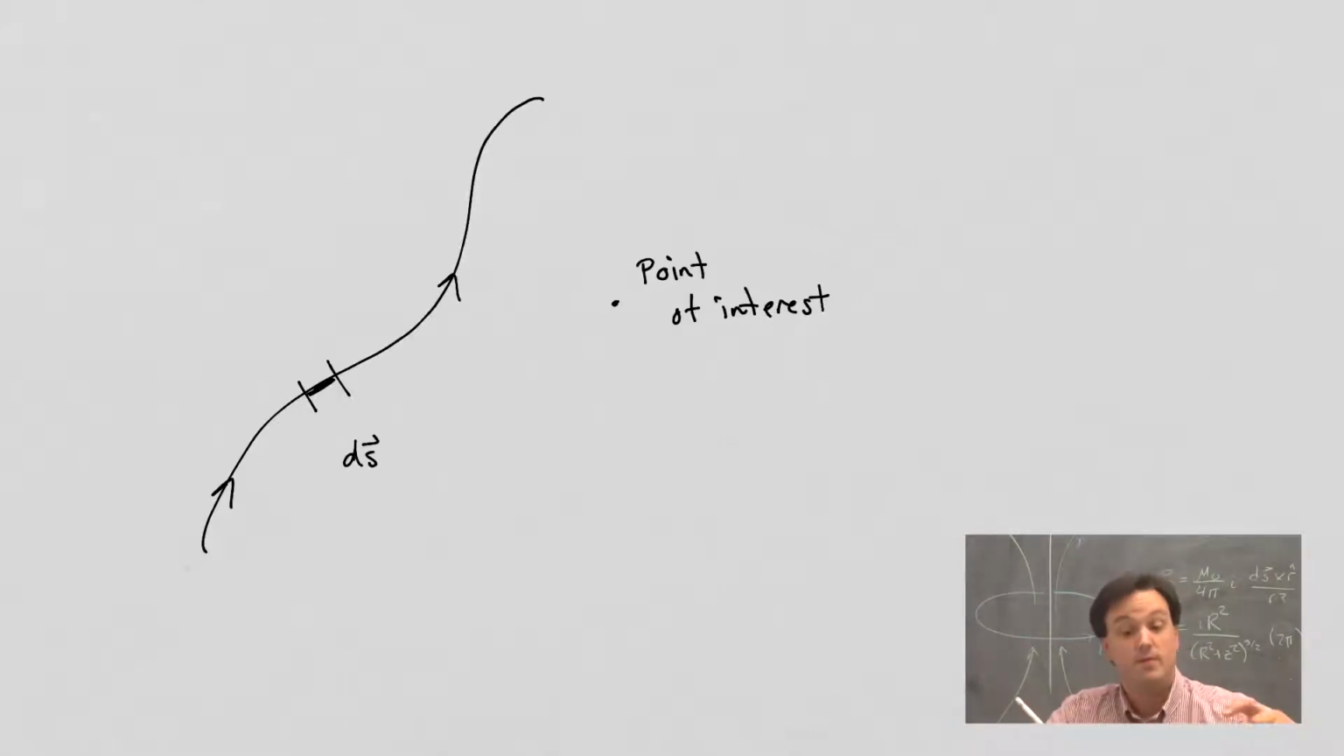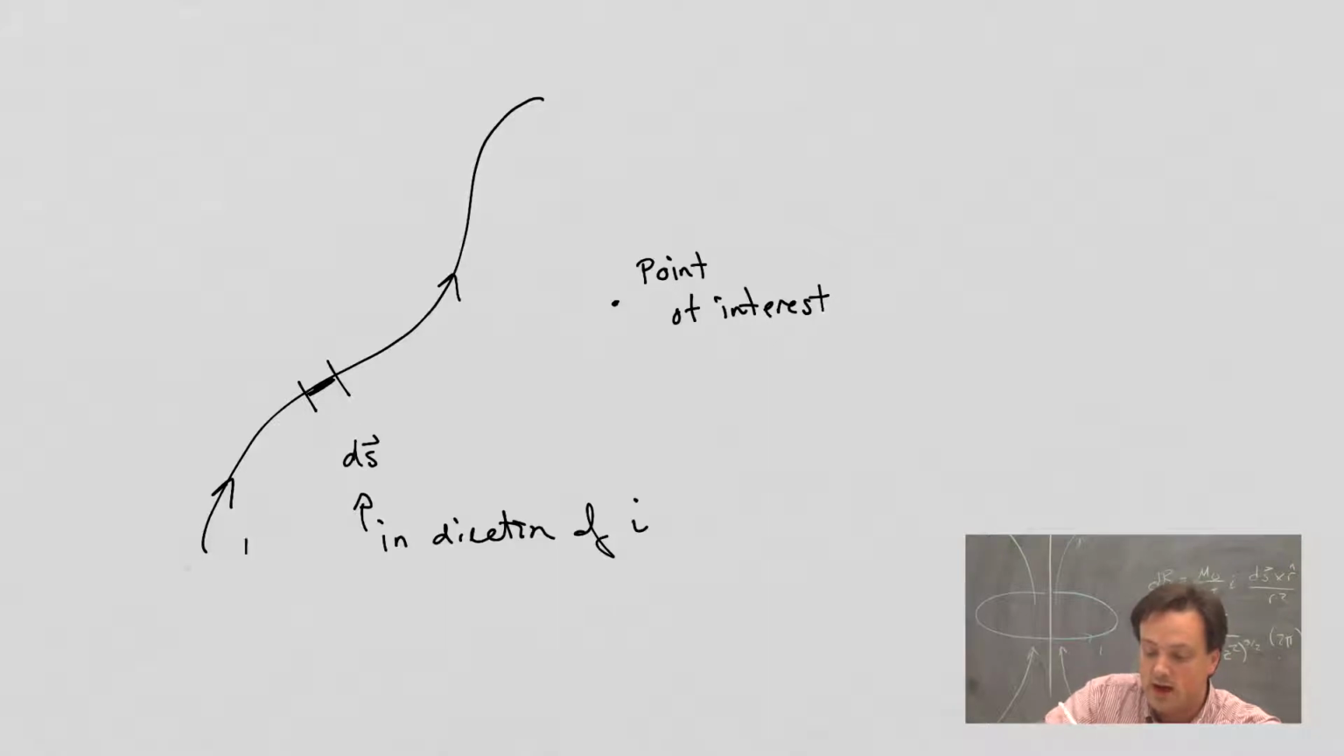I'm usually doing, say, a Riemann sum over it, right? I break my little wire up into little segments ds. And the direction of ds is in the direction of the current I, right? So ds holds a magnitude that's equal to the length of that little section, and the direction of ds corresponds to the direction of the current.